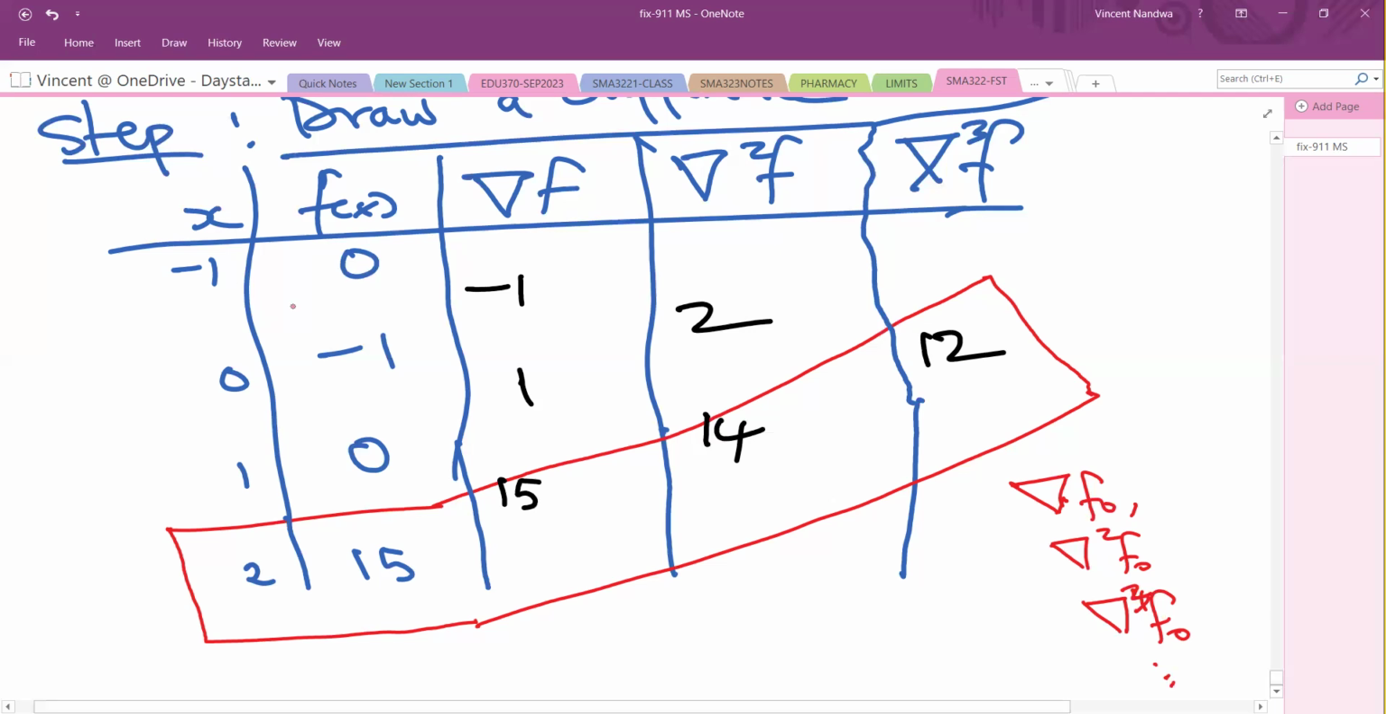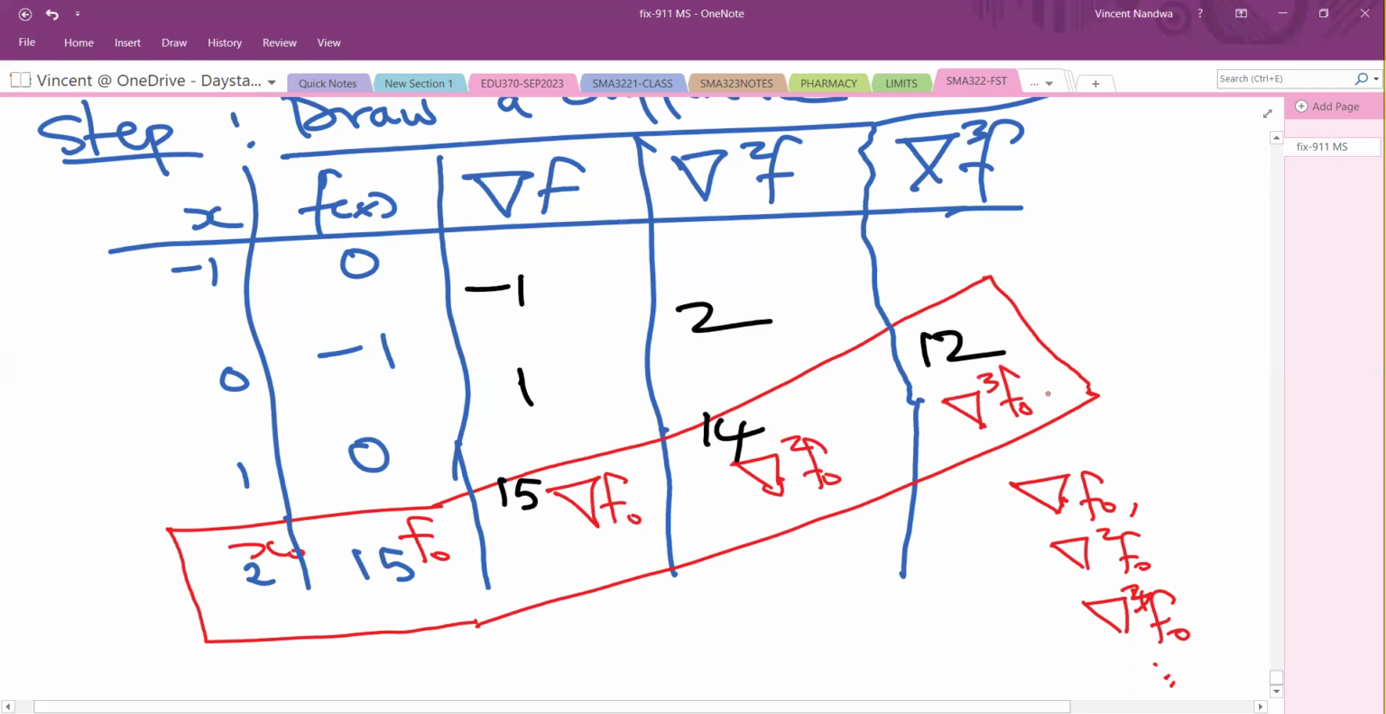And for Newton backward, your x naught should be a number that is near the beginning of the difference table. So that's why we fixed 2 and then 15. And once you have your x naught and f naught, then you pick that diagonal. So this number is what we'll call the backward of f naught, second backward of f naught, and then third backward of f naught.